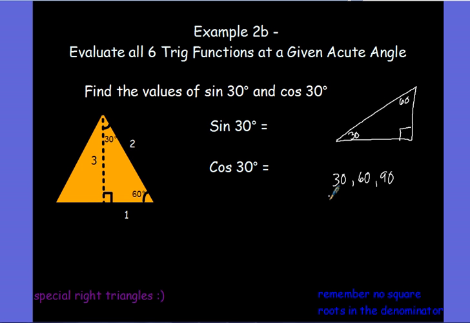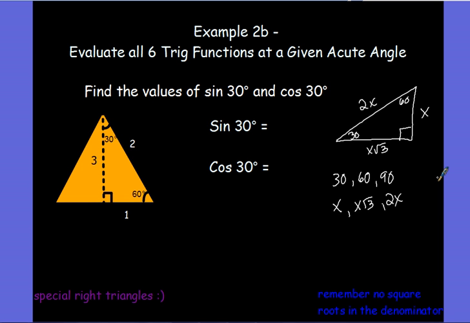So the rule for the 30, 60, 90 is this. Across from the 30, it's always just something, x. Across from the 60, it's going to be x square root of 3. And across the 90, it's going to be 2x, basically twice as long as my short leg. So when I label it, it looks like this. Does everybody understand what this means?